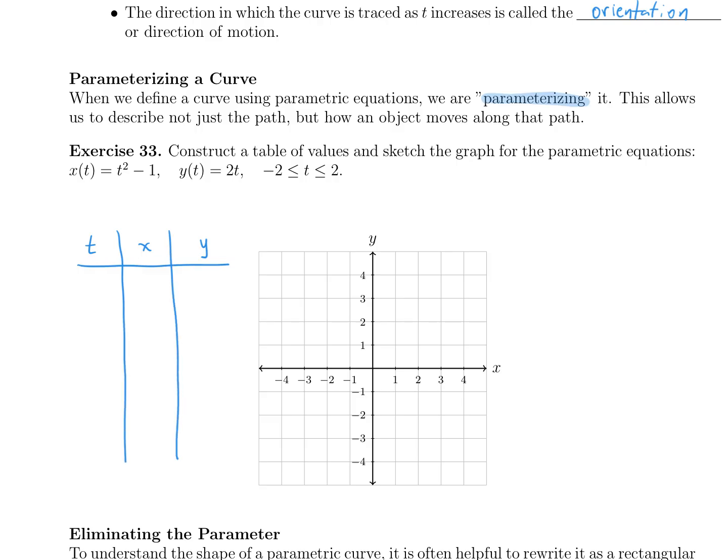Okay, and they tell you what t should go from. It goes from -2 to +2, so we'll go -2, -1, 0, 1, 2. All right, so all you got to do is substitute those values into the x of t and the y of t equations, and that'll give you the coordinates for the x and y. So I'm going to go ahead and fill this out, and you should get the same, but you should work on this on your own and then compare your values with my values.